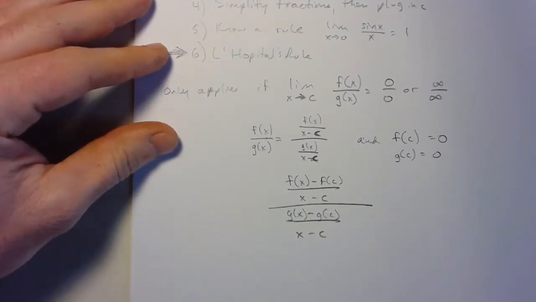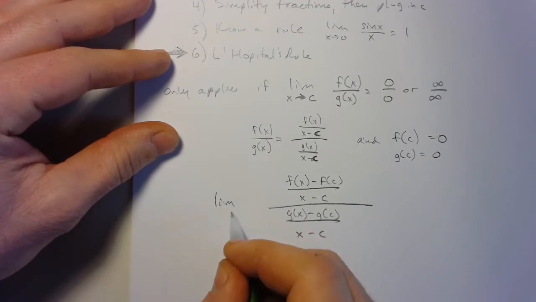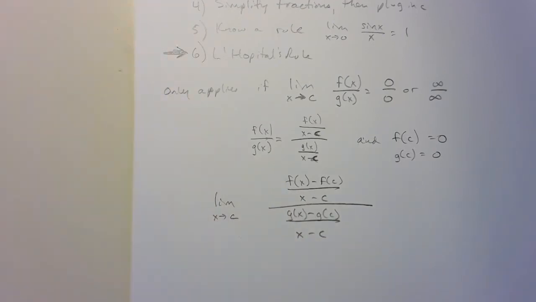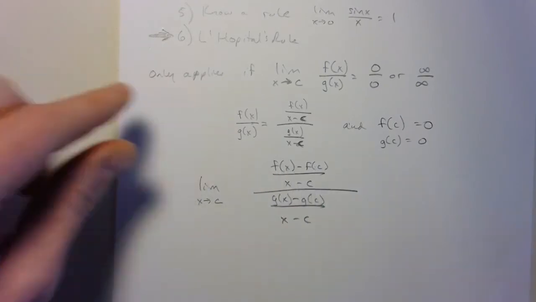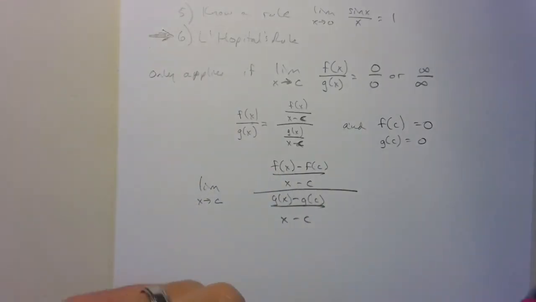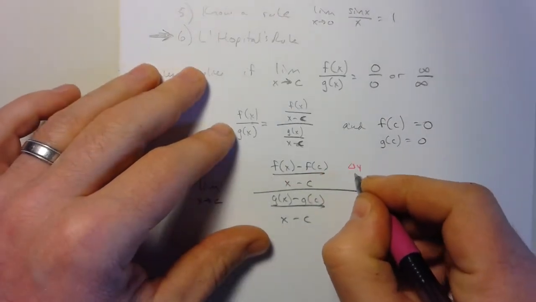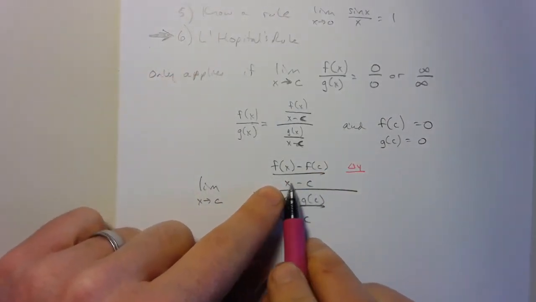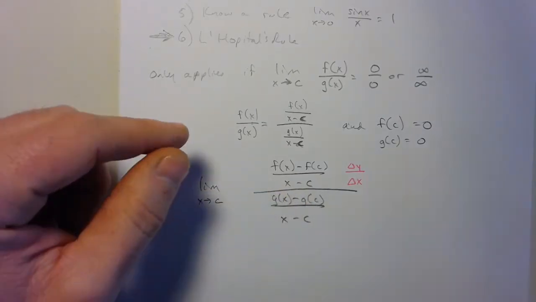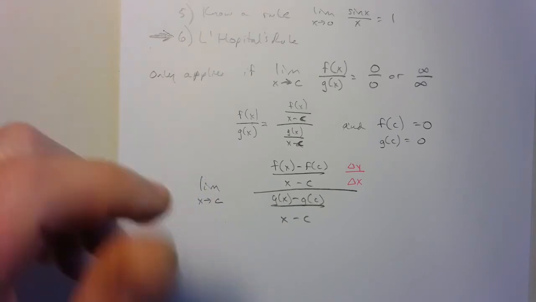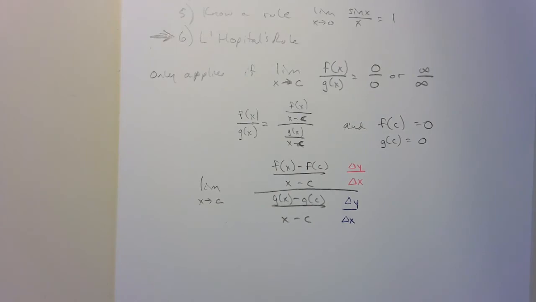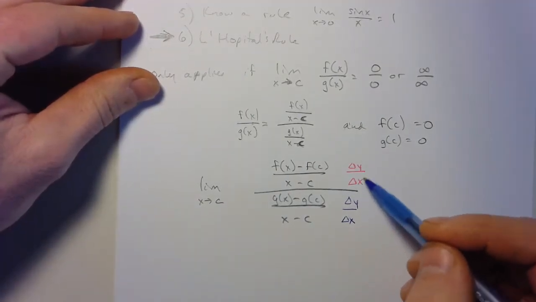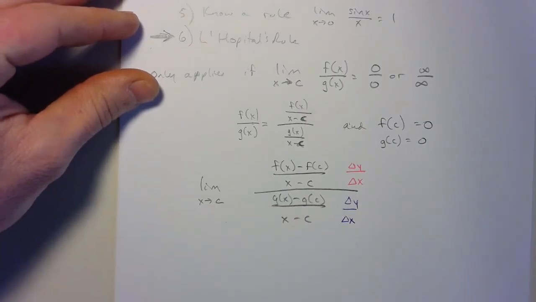So we have this, and this was under the condition that we're approaching the c value for ourselves. Well, if we look at this, these right here are both y values, right? So this right here is the change in y. And these are both x values. This is the change in x. If we look at the denominator there, that's the change in y, and that's the change in x. So we have the change in y over the change in x for the numerator, and the change in y over the change in x for the denominator.